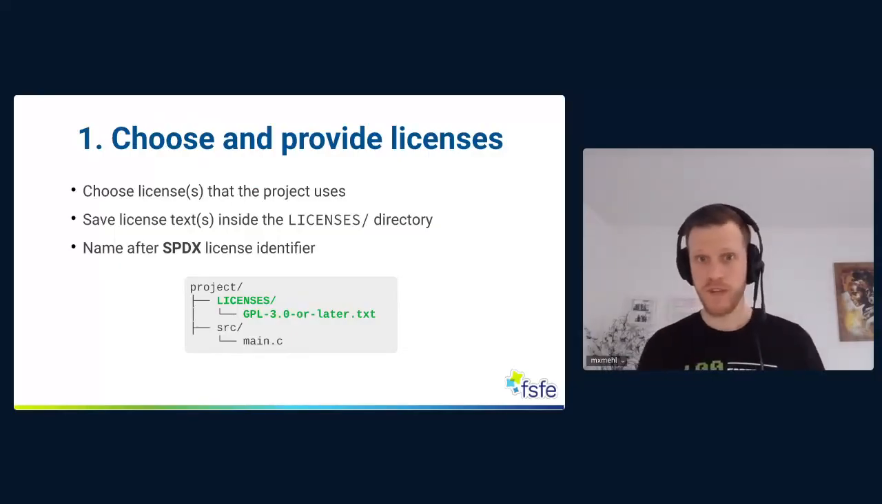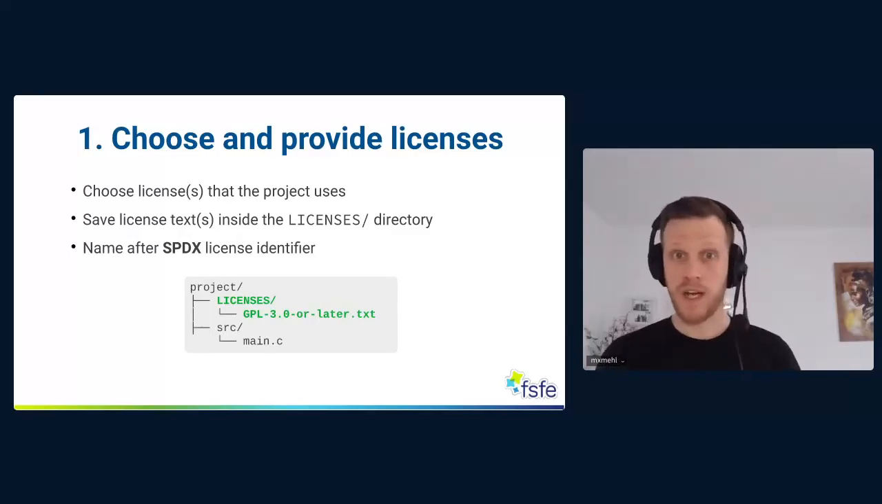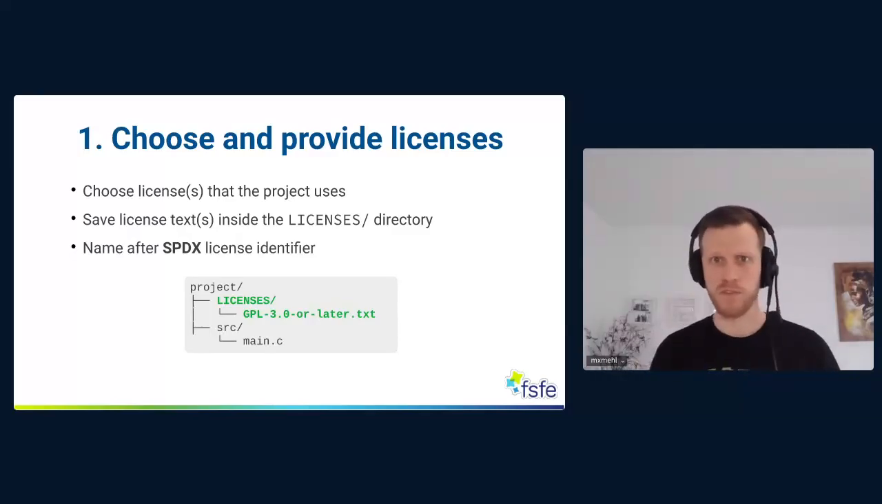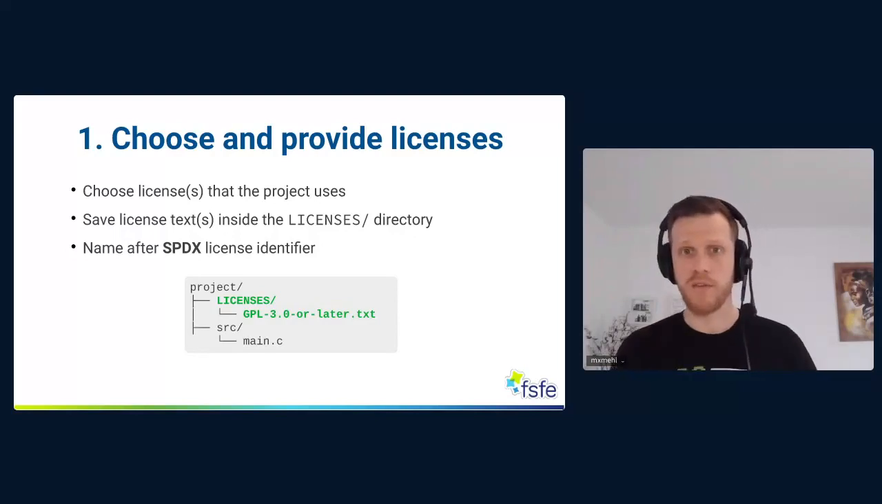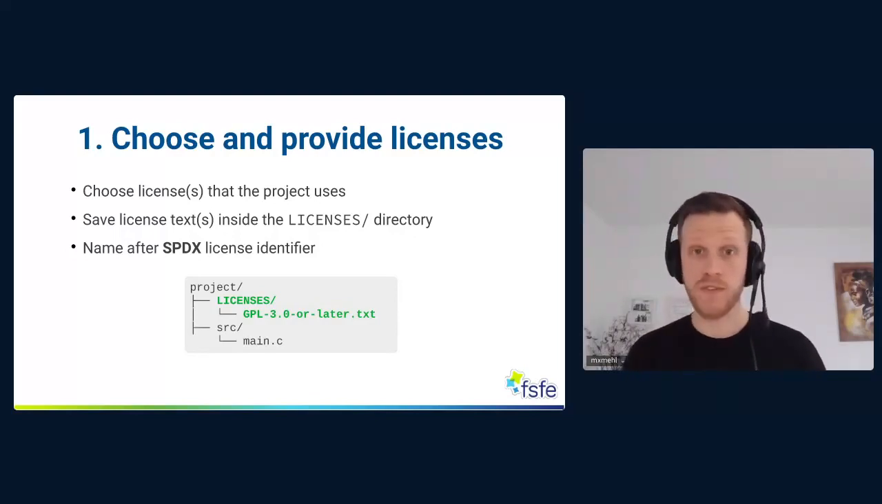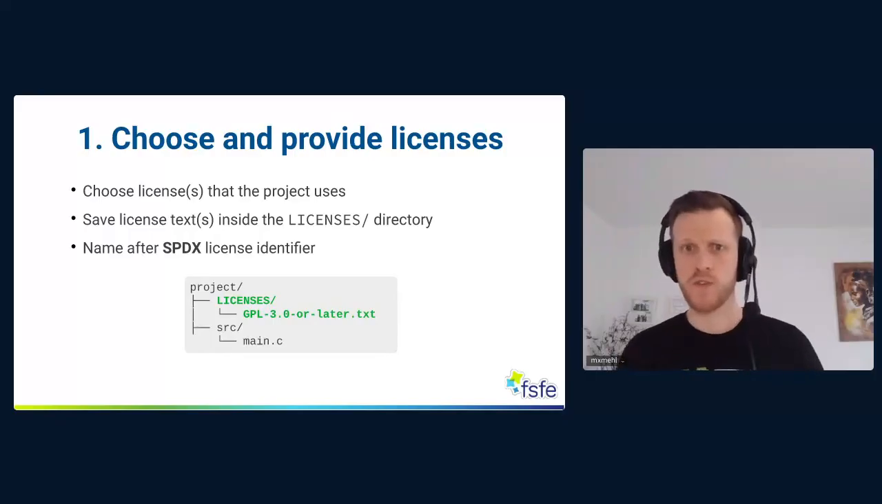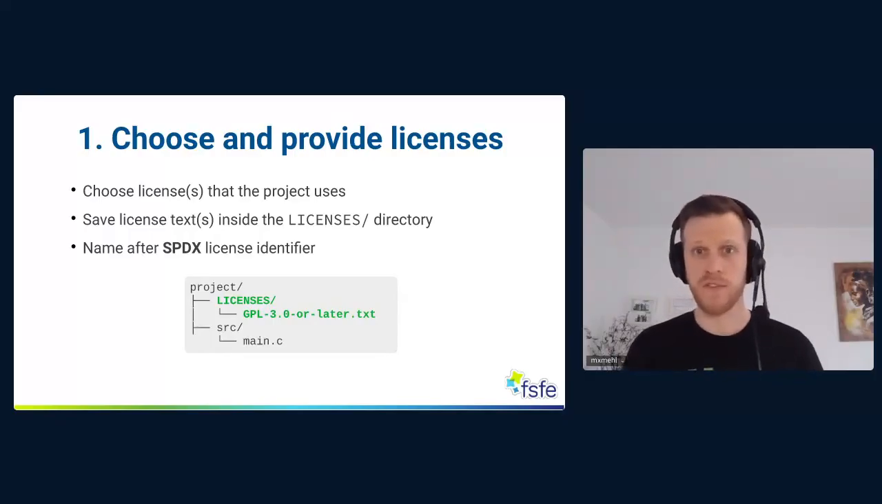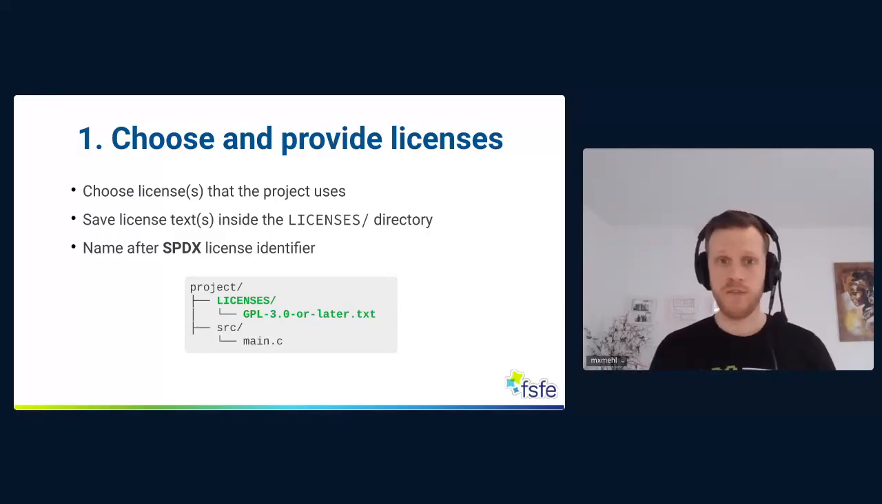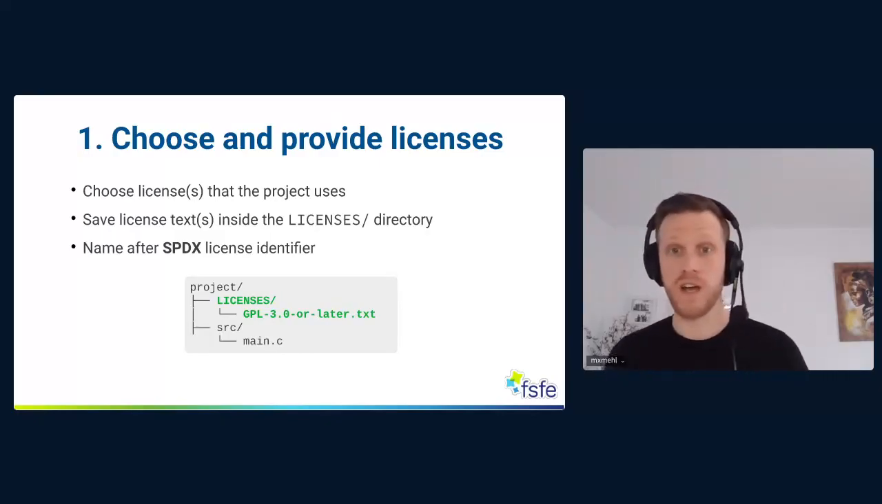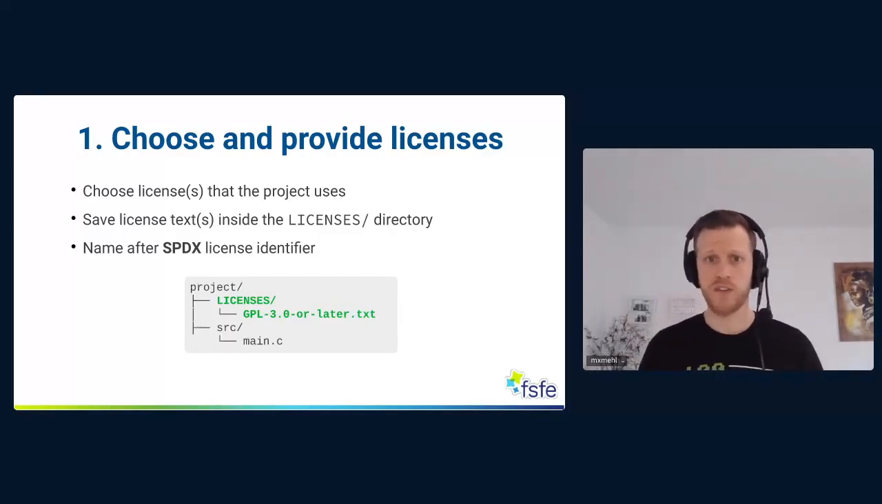So the first step again is to choose and provide licenses. Pick a license or multiple licenses. As I said, it could well be that for your source code you have a GPL version 3 license, but for the images that you created, you may have some Creative Commons license. That's completely fine. And you've got to save these license texts inside of a licenses directory. This licenses directory is a novelty that Reuse introduced, actually.